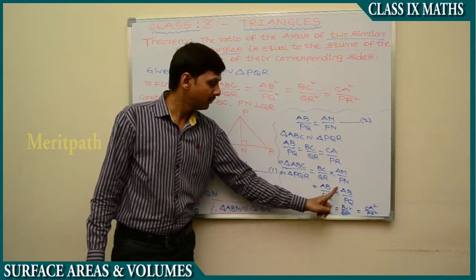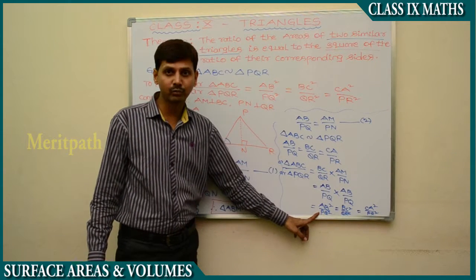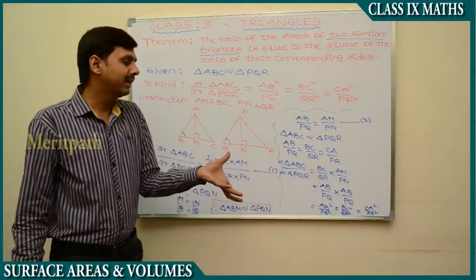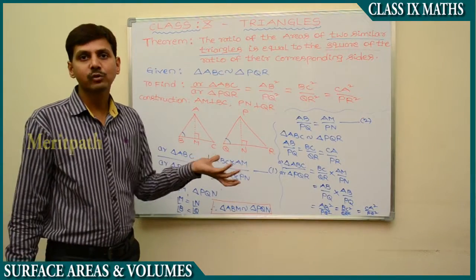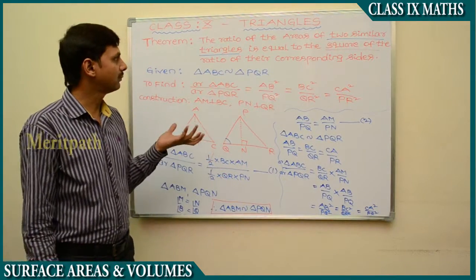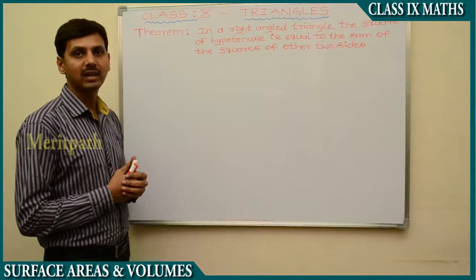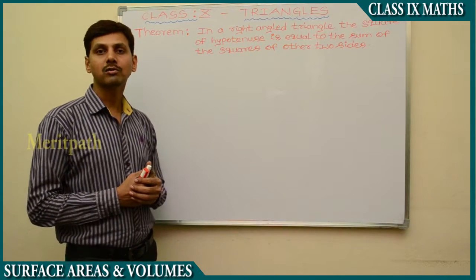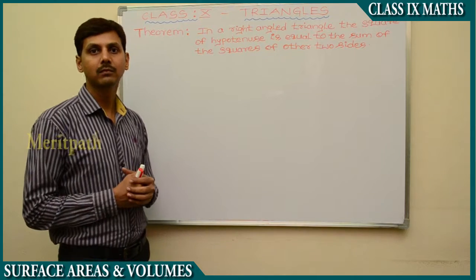So we multiply, and we get AB square by PQ square. Similarly, when we do this, we get the squares of all the corresponding sides. So this is the proof of this theorem. So let's prove this. This theorem is also called Pythagoras theorem.